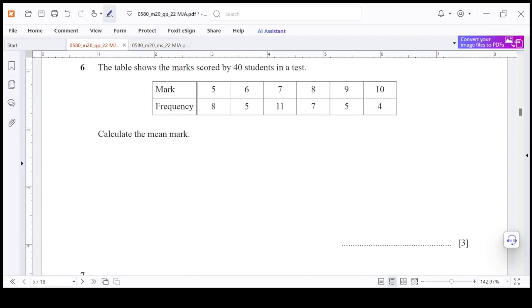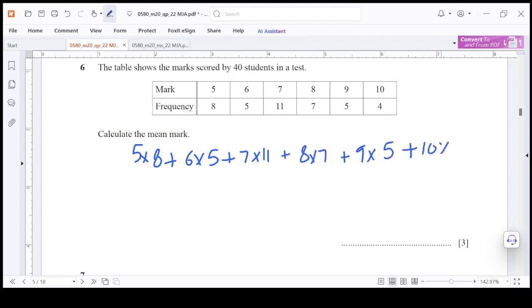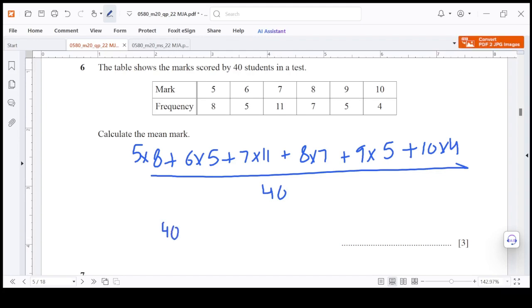Next, the table shows the marks scored by 40 students in a test. Calculate the mean marks. To find the mean marks, you have to multiply 5 times 8 plus 6 times 5 plus 7 times 11 plus 8 times 7 plus 9 times 5 plus 10 times 4, upon 40. 5 times 8 gives us 40, plus 6 times 5 gives us 30, plus 77, plus 56, plus 45, plus 40, upon 40.